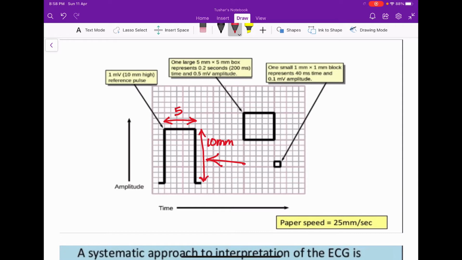If the width of the standardization is 5 millimeters, it depicts that the speed of the ECG machine is kept at 25 millimeters per second, and the voltage of the ECG machine is 1 millivolt. Only then can we proceed with reading of the ECG and other parameters, which will be subsequently discussed.